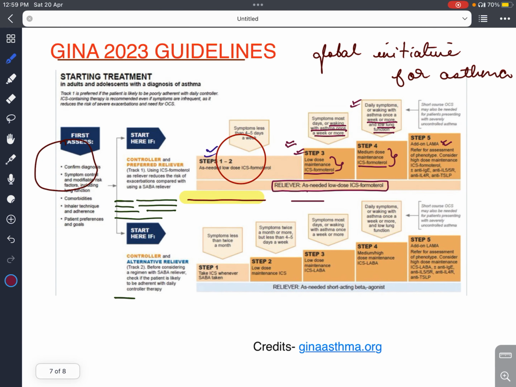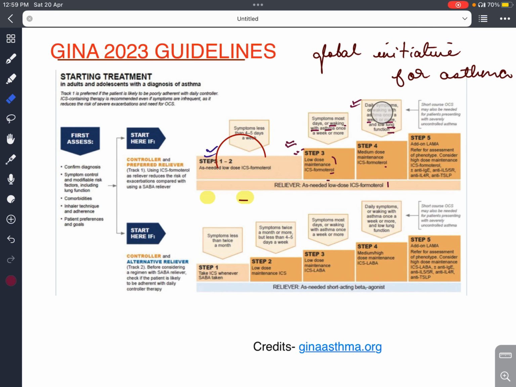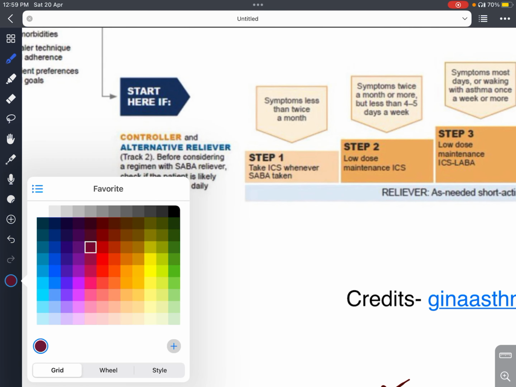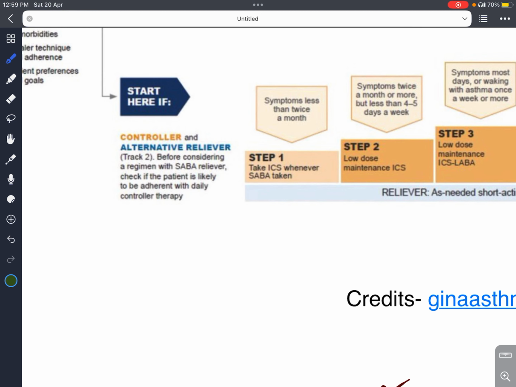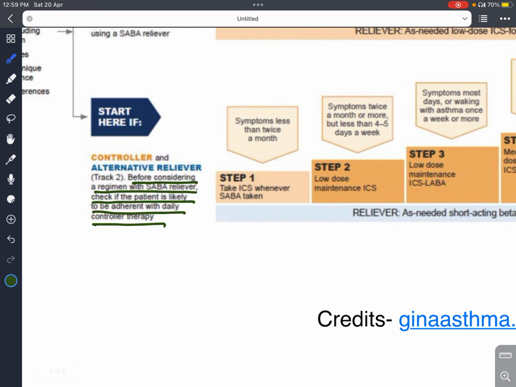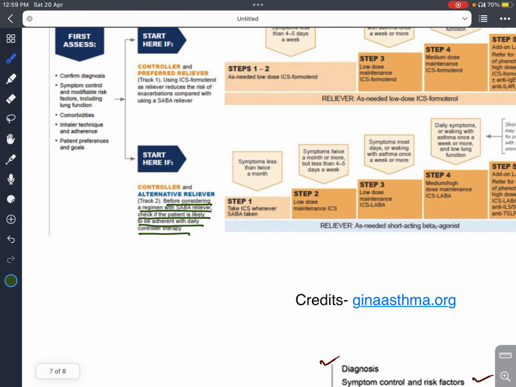Now, if you go for track two, here they have actually included SABA. Before considering a regimen with SABA reliever, check if the patient is likely to be adherent with daily controller therapy. Now, when do we actually go for the track 2 treatment? Only when track 1 is not working for the patient, we go for the track 2 treatment. And here we consider SABA instead of ICS formoterol.